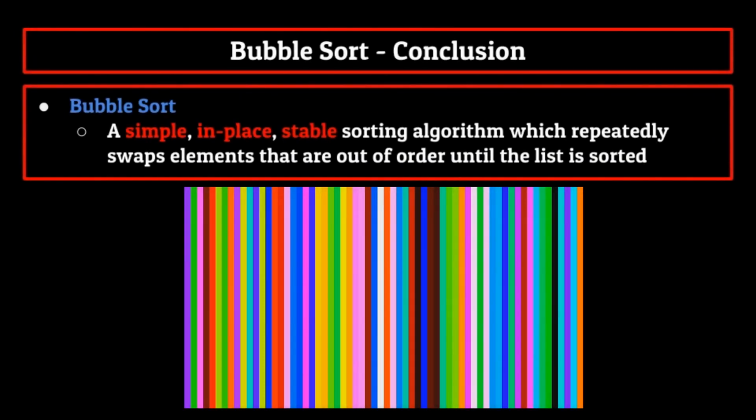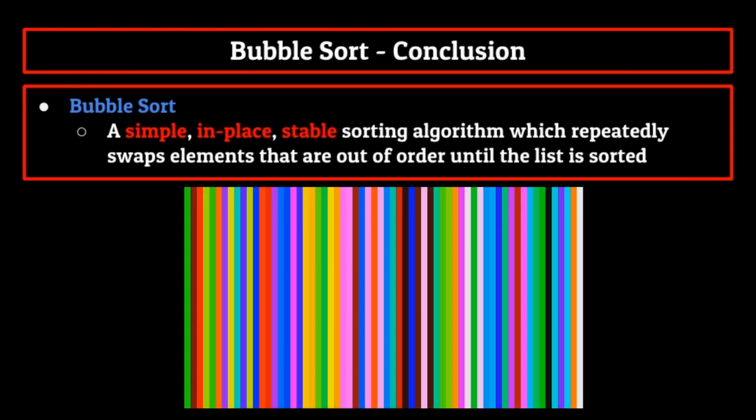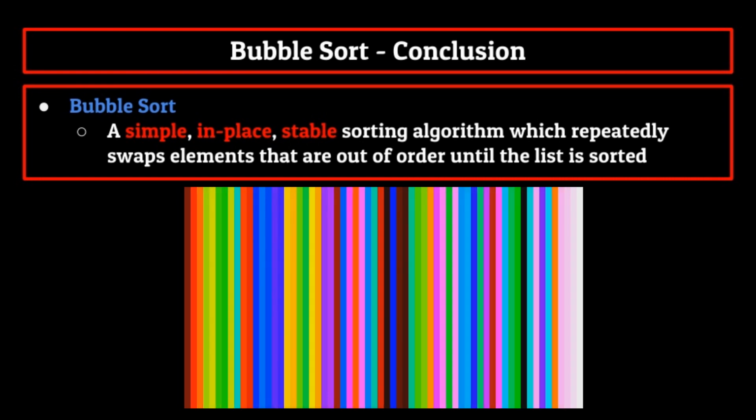And with that concludes our discussion on bubble sort, a simple, in-place, stable sorting algorithm which repeatedly swaps elements that are out of order until the list is sorted.